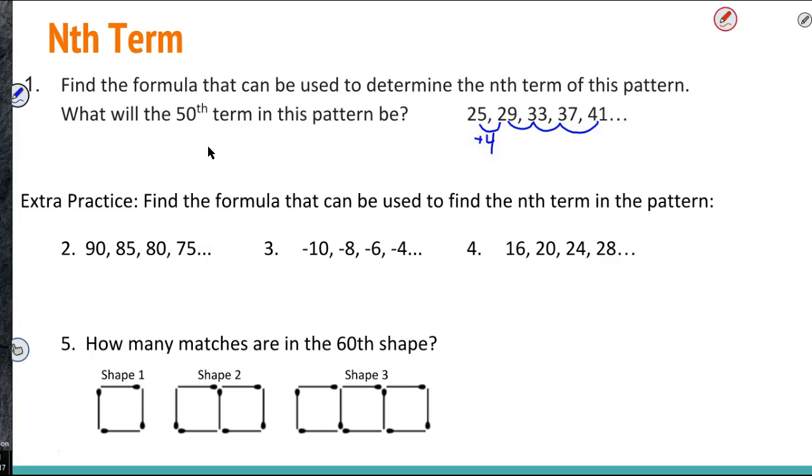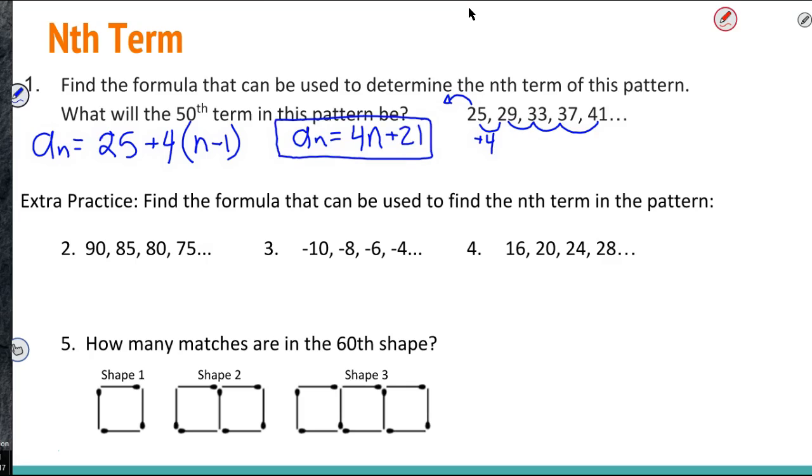Starting number is 25, so I'm going to say 25 plus 4 times n minus 1. There's my formula for a sub n. The other way you could do this would be a sub n equals 4n plus our y-intercept, back up 1 to the 0th term. We're subtracting 4, which would give us 21. So either one of these would work. You don't need both. I'd be familiar with both because you might see one or the other on the test.